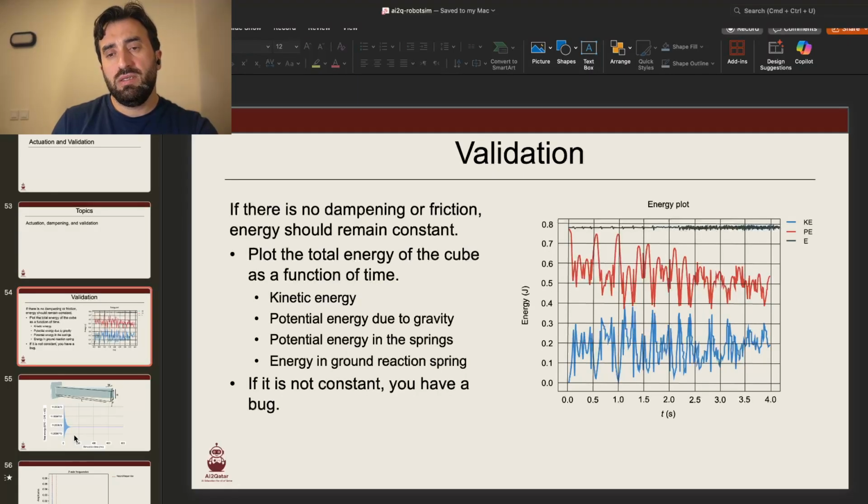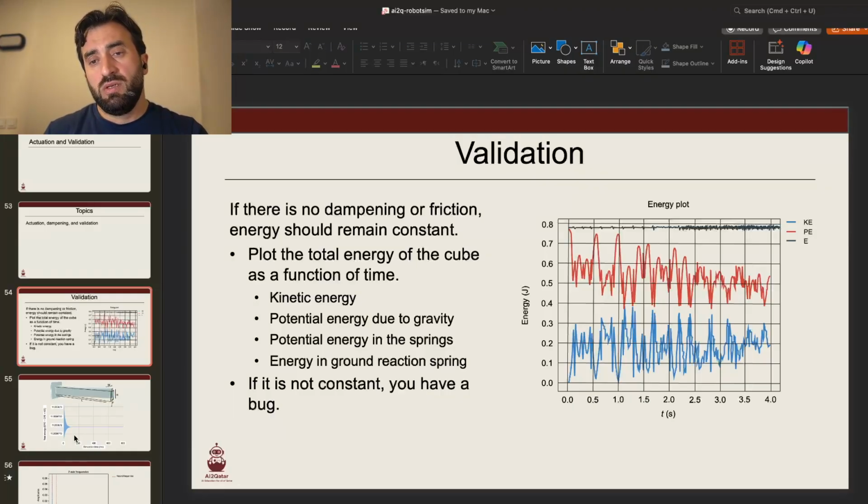So, what does it mean by validating a model? If there is no dampening or friction, energy should remain constant. This is one way of validating the simulation. So, what we do is plot the total energy of the cube as a function of time.